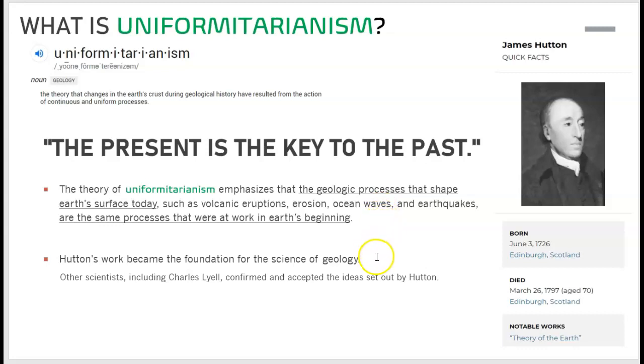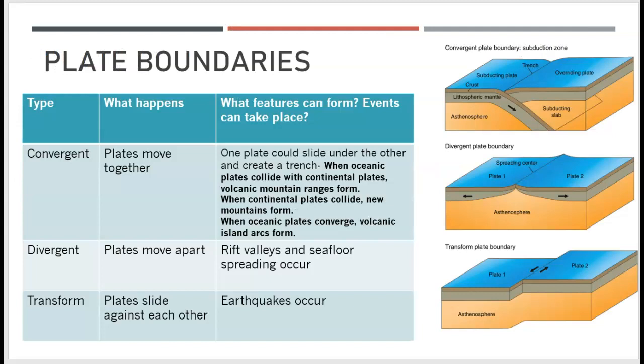All of this was originally kind of the idea formed by James Hutton, and then this helped shape the ideas of geology that we know today. So uniformitarianism, the present is the key to the past. By understanding the way geology works today, we can understand the way our Earth formed a long time ago. Okay, that moves us along to plate boundaries.